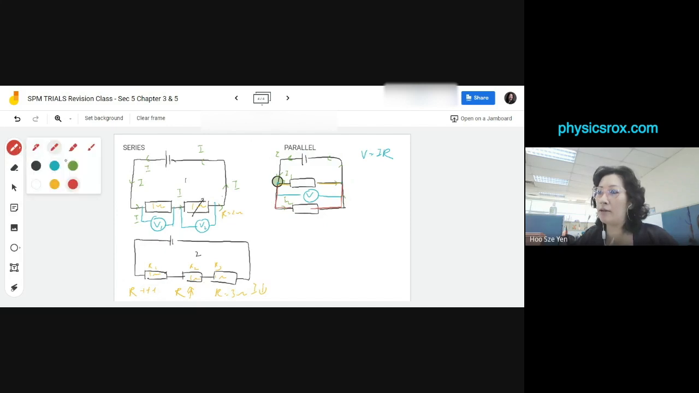That's why the moment you split, if this has a higher resistance, then the current becomes lower because it has to balance V equals IR. When R increases, I decreases. When R decreases, I increases. That's why automatically, whatever flows inside here, the current is higher compared to this current. Okay? Can follow so far?